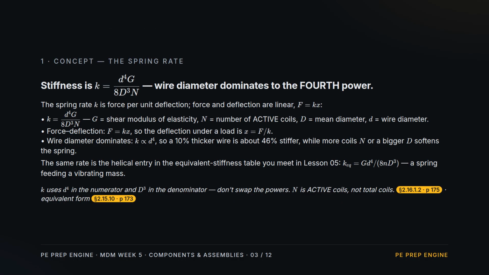Concept 2. The spring rate. Stiffness is d to the 4th times G over 8 times D cubed times N, and force is just k times deflection. The headline is the 4th power on the wire diameter. It swamps everything else, so a slightly thicker wire is dramatically stiffer, while adding coils or opening up the coil diameter softens the spring. This same rate reappears in Lesson 5 as the helical entry in the equivalent stiffness table, a spring driving a vibrating mass.